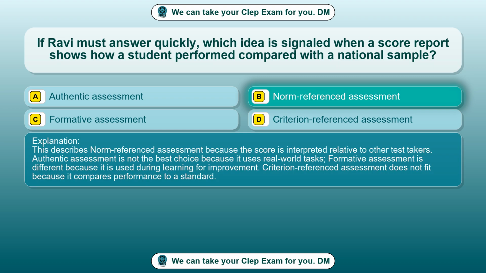This describes norm-referenced assessment because the score is interpreted relative to other test takers. Authentic assessment is not the best choice because it uses real-world tasks. Formative assessment is different because it is used during learning for improvement. Criterion-referenced assessment does not fit because it compares performance to a standard.